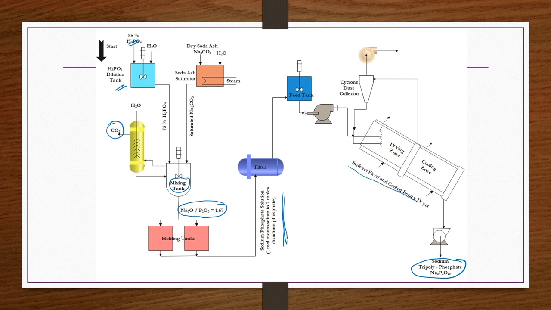indirect fired and cooled rotary dryer, where two zones are there: a drying zone and then a cooling zone. Both of them are present in one single unit operation, and this is done by the hot air here. Whatever gases come out from the rotary dryer are taken to the cyclone separator to collect the dust and then fed back to the rotary dryer again, whereas the clean gases are taken out from the vent at the top. The dried granules are taken as sodium tripolyphosphate product from the bottom here.